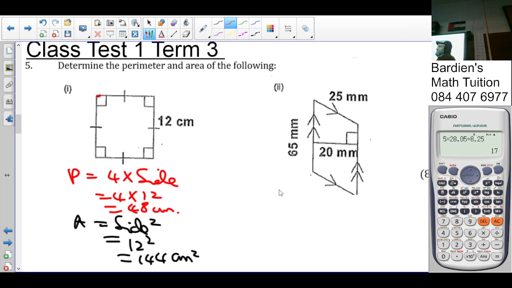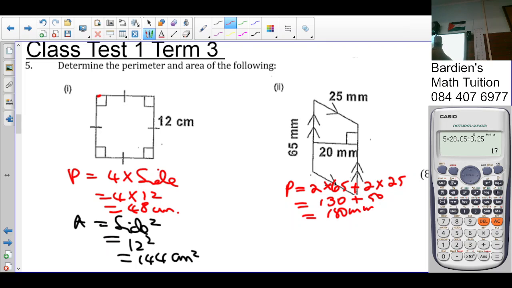What type of shape is this? Parallelogram. So the perimeter of the parallelogram is going to be the same like a rectangle. Okay? So it's going to be 2 times 65 plus 2 times 24. So it's 130 plus 48, which is 178 millimeters.